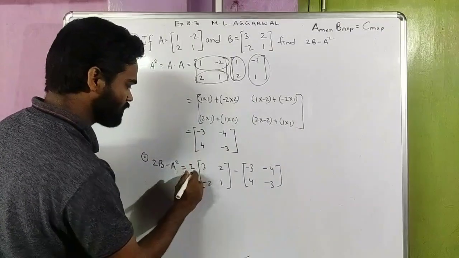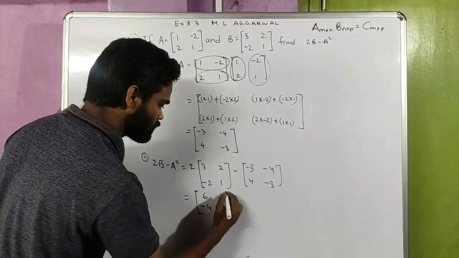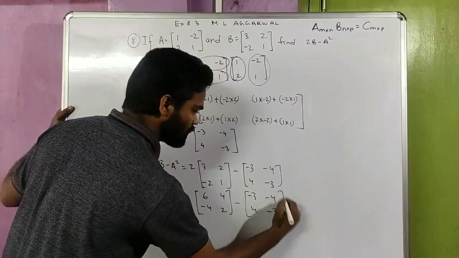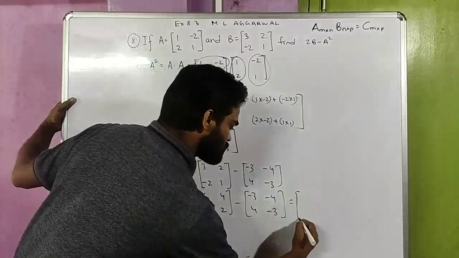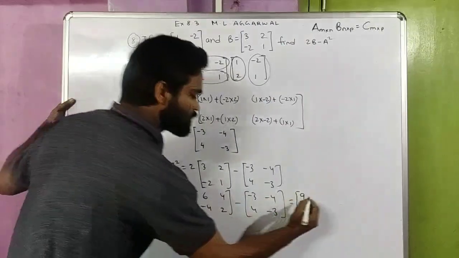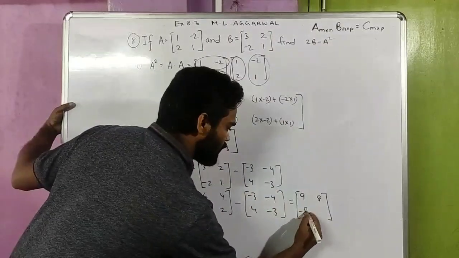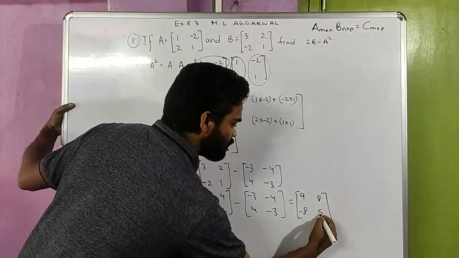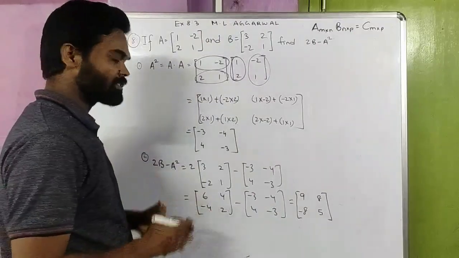Now first thing, we'll multiply this 2 with all the elements. So that's 6, 4, minus 4, 2, minus, this is minus 3, minus 4, 4, minus 3. Now these two will subtract. 6 minus of minus becomes plus. So 6 plus 3 is 9. 4 minus minus becomes plus. So 4 plus 4 is 8. Then this is minus 4 minus 4, that's minus 8. And this is 2 plus 3, that's 5. Hence 2B minus A squared is this. Now we look at the next sum.